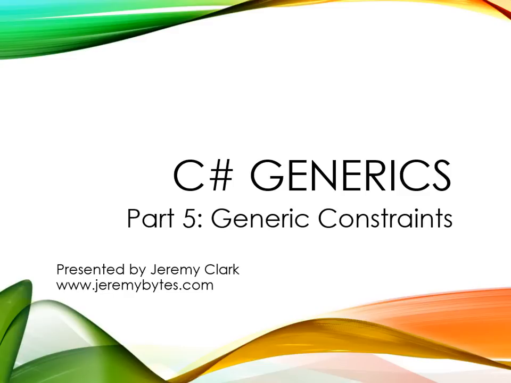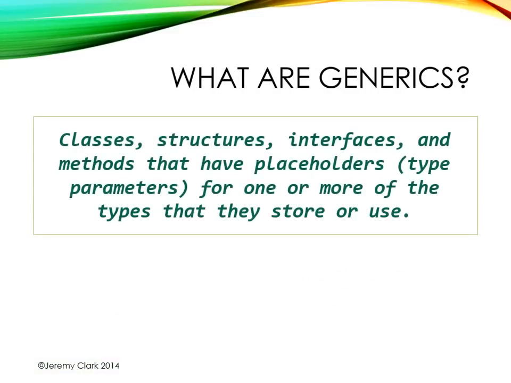This is Jeremy Clark of JeremyBytes.com, and today we're going to continue our look at C# generics, this time by looking at generic constraints. As a reminder, generics are classes, structures, interfaces, and methods that have placeholders, type parameters, for one or more of the types that they store or use.